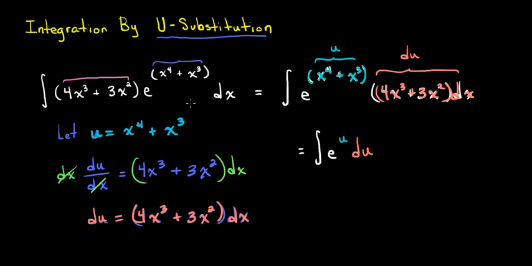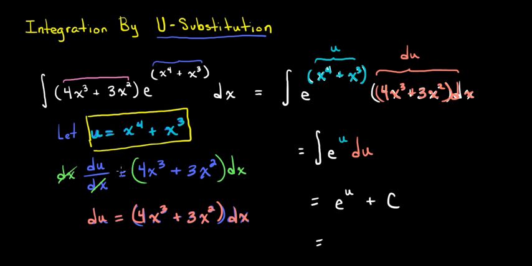And doesn't that look a lot nicer than what we started off with? And we definitely know how to integrate this now. The integral of e to the u is simply e to the u plus some constant c. Now we just have to go back and substitute what u was. Remember we said that u was equal to x to the fourth plus x cubed. So I can simply say that our final answer is going to be e to the, and yes, we're going to resubstitute, x to the fourth plus x cubed, and then we tag on this plus c.